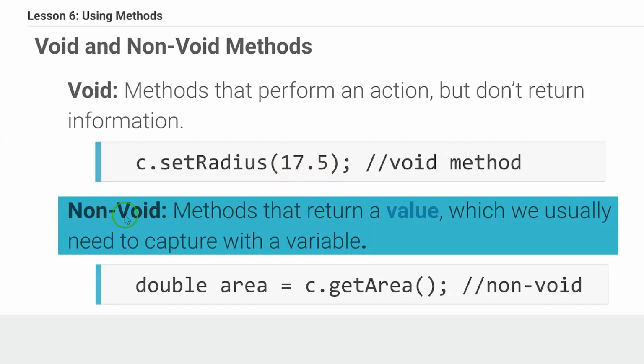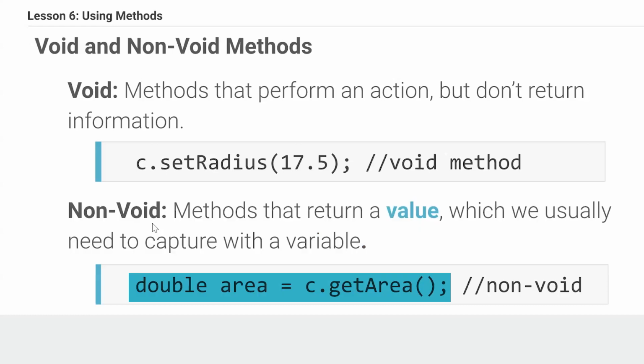Okay, our second type of method is a non-void method. Okay, non-void methods actually return a value to us. And most of the time they're used for pulling information out of an object. Right, so in this example we have c.getArea because the object circle has an area, right? We can calculate the area of a circle, and this getArea method is going to take the radius, which is already part of this circle, and use that to calculate area, and then it's going to give us that number back.